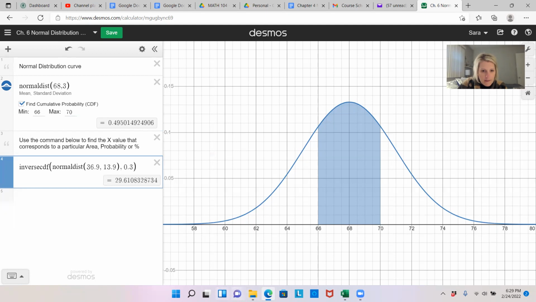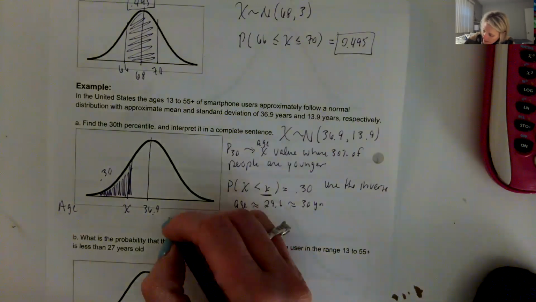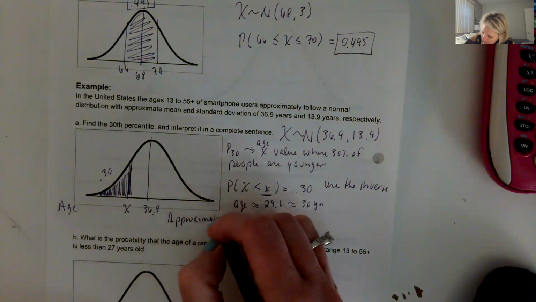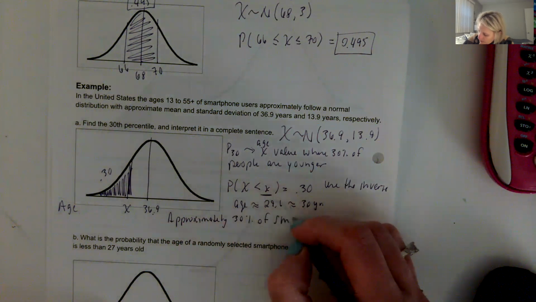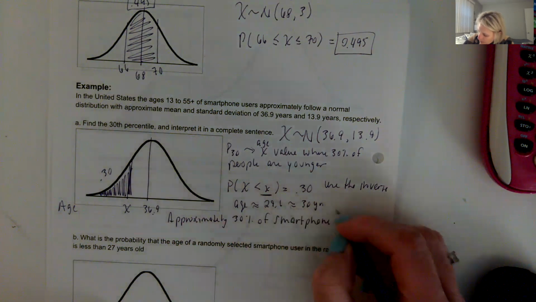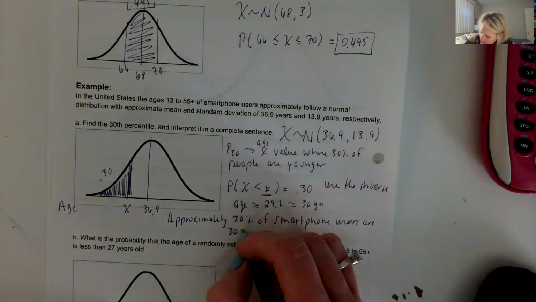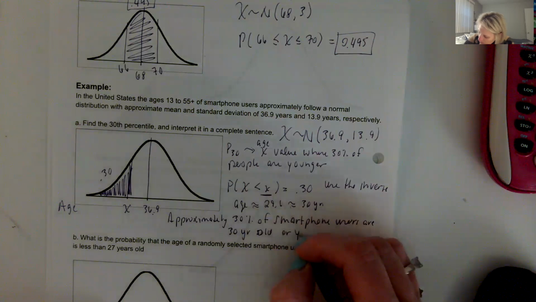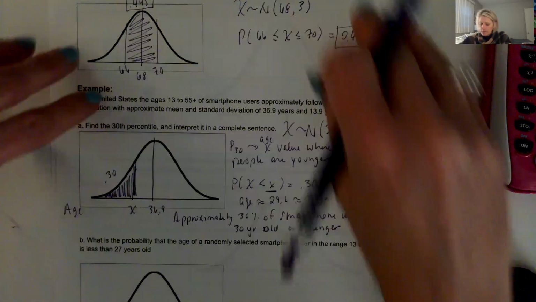Okay. So let's go ahead and interpret that together here. So we could say approximately 30% of smartphone users are 30 years old or younger. So it's important to be able to interpret these.